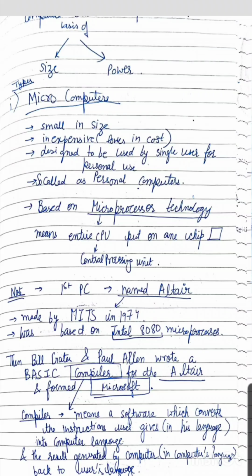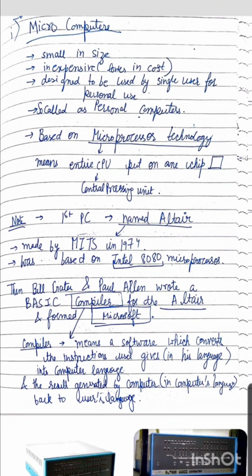The first PC that was created was named Altair. It was made by MITS in 1974, and it was based on the Intel 8080 microprocessor. Then Bill Gates and Paul Allen wrote a compiler for this and formed Microsoft.